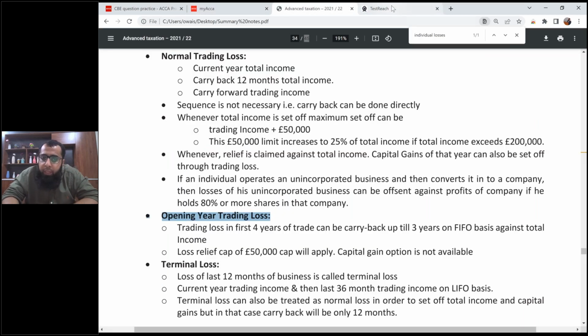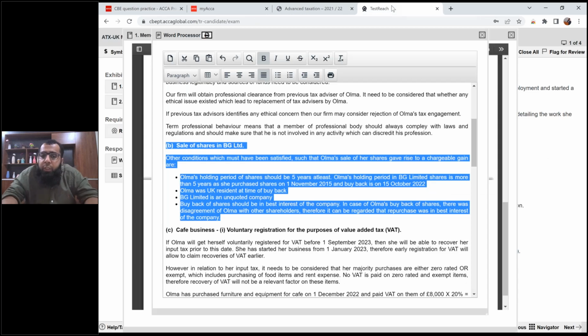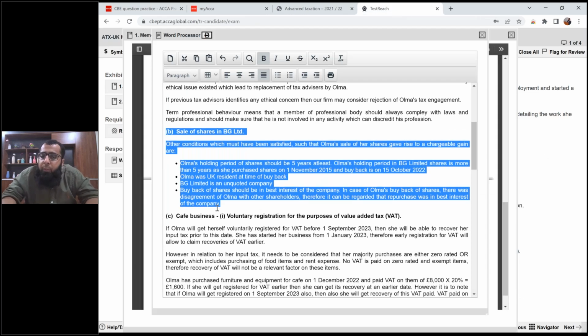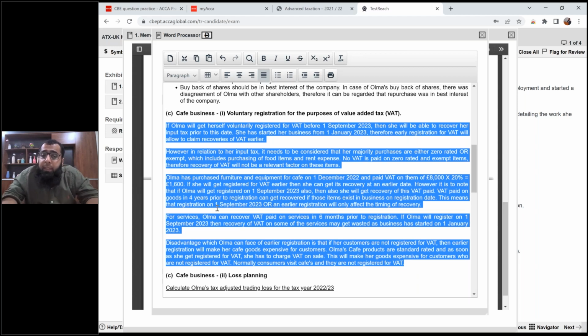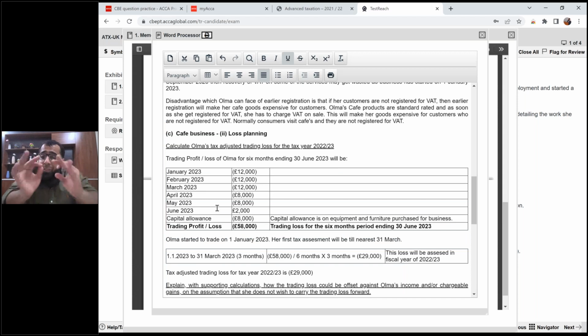Then voluntary registration for VAT. Simple arguments that you can recover the VAT relating to the equipment. Then the disadvantage that you have to charge VAT on sale. But I believe this was also an easy one. Then loss planning, a 14 marks requirement. Believe me, this loss planning was a very easy requirement.